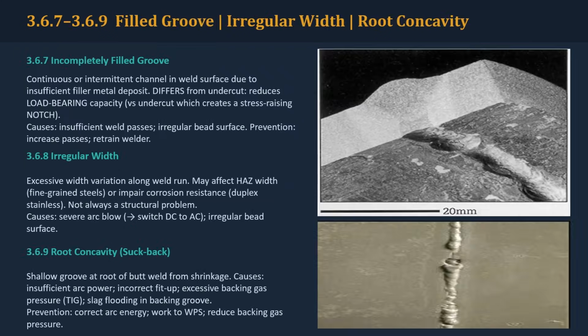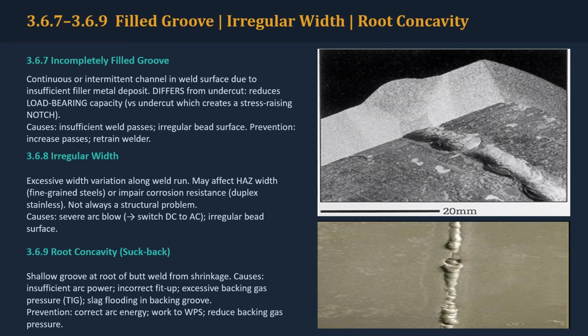This slide covers three additional profile conditions. The first is an incompletely filled groove. This occurs when insufficient filler metal has been deposited to fill the specified groove profile. The important distinction from undercut is the engineering effect. Incomplete filling reduces the cross-sectional area and therefore can reduce load carrying capacity. Undercut, by comparison, is particularly significant because it creates a sharp notch and stress concentration.